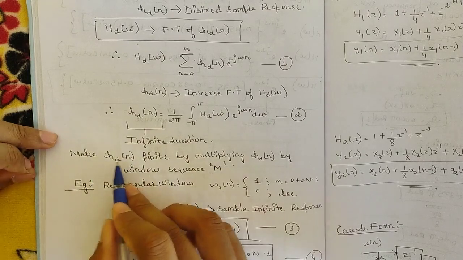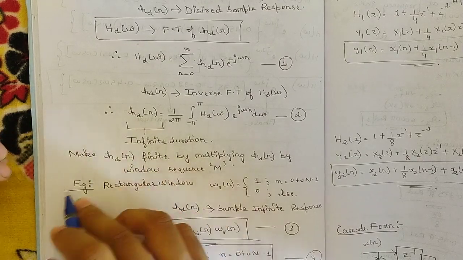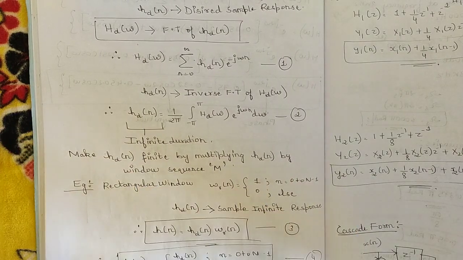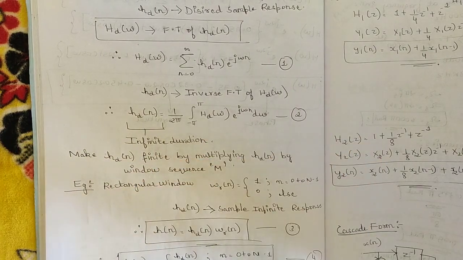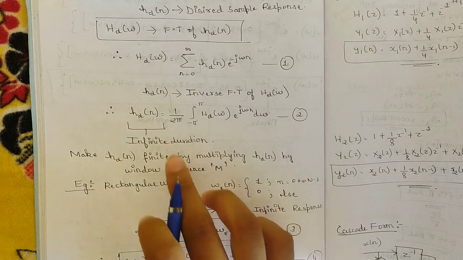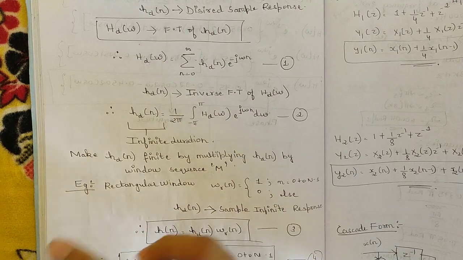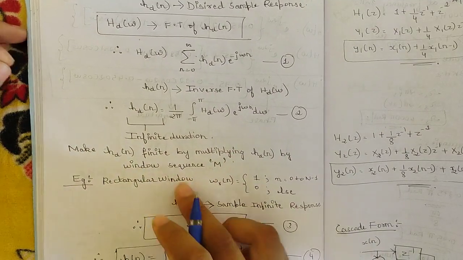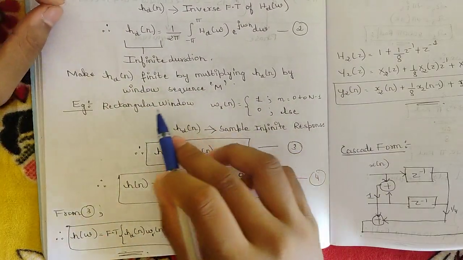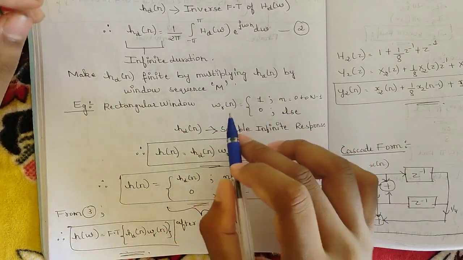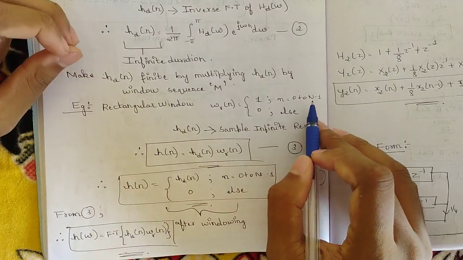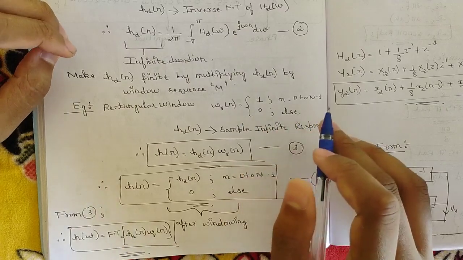To make HD of n finite, we should multiply HD of n by the window sequence. Okay, we should bring the windows into the picture in order to design the linear phase FIR filters. In order to make it finite, we should use the finite windows. So here, as one example, I have taken a rectangular window. According to the definition of the rectangular window, omega r of n is 1 for all the values of n from 0 to n minus 1, and it is 0 otherwise.